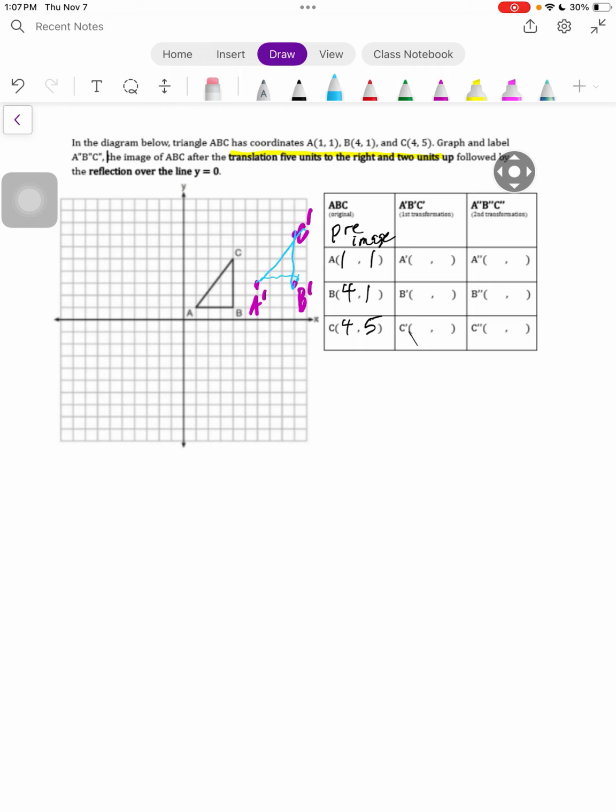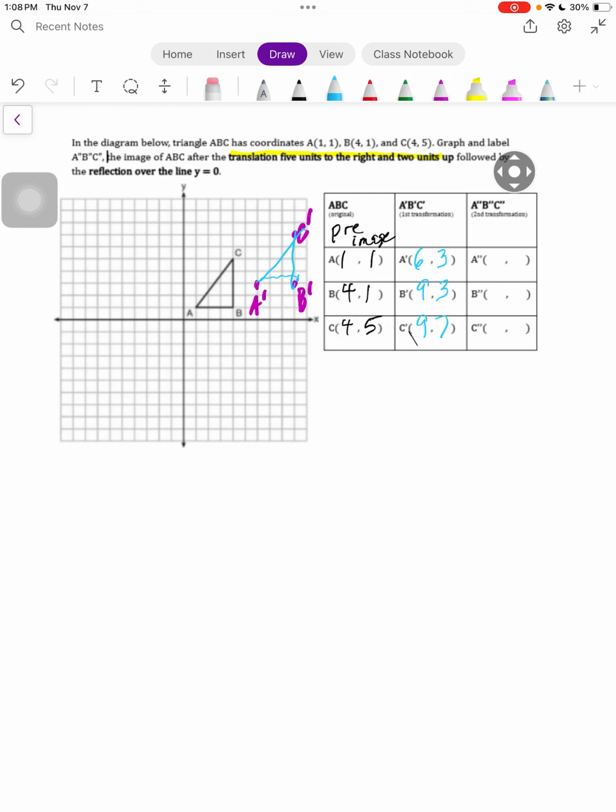So those points have now changed. We're going 5 to the right and 2 up. So therefore, A is now (6, 3). And B is going to be add 5, add 2: (9, 3). And C is going to be (9, 7). Remember, that's how we're going to do it.